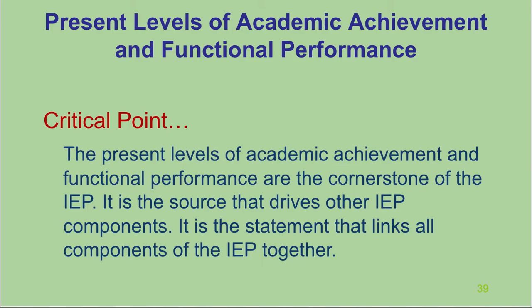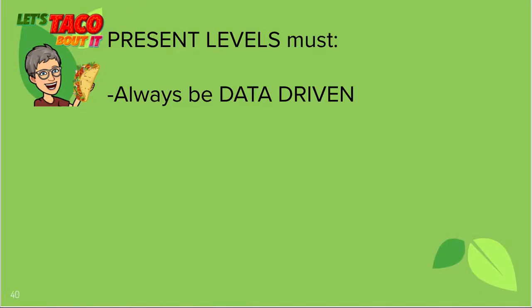So a critical point here is that the present levels of academic achievement and functional performance are the cornerstone of the IEP. It's the source that drives other IEP components, and it's the statement that links together all of the components of the IEP. I can't stress enough, the present levels must be data-driven, and that's key to address how it impacts the student, and we must note the strengths. It has to be a strength-based present level.